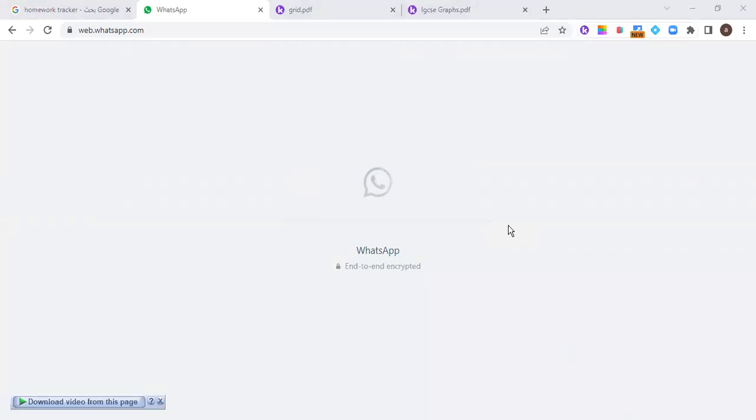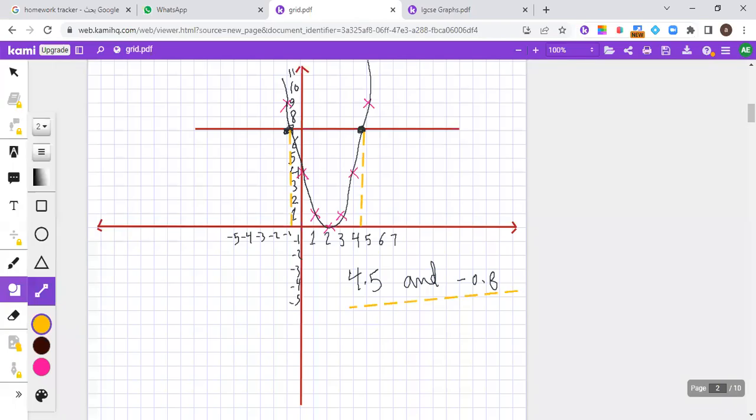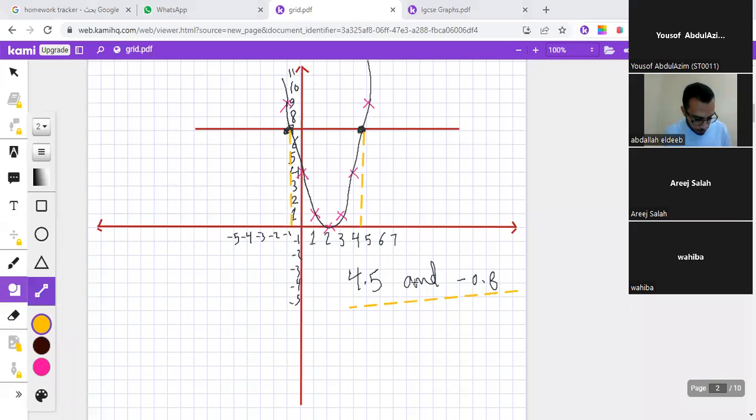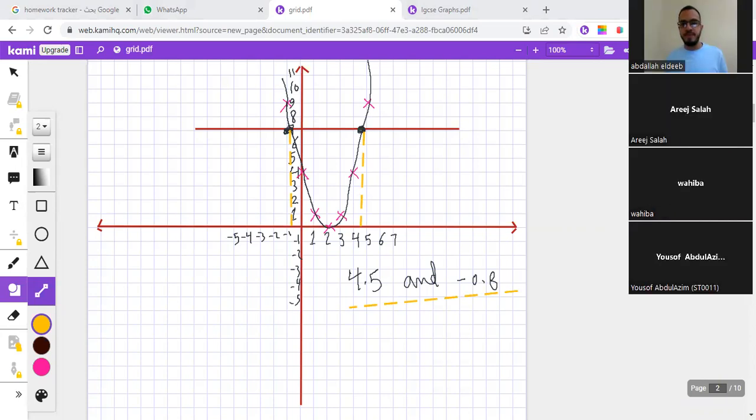Please, if you're done, send me a picture on WhatsApp now. Yes, Wahiba? Send me the graph. Yes, please. Sir, I can't draw the graph, I don't have the grid. I'm waiting till you come to Saudi Arabia. Okay, no problem.